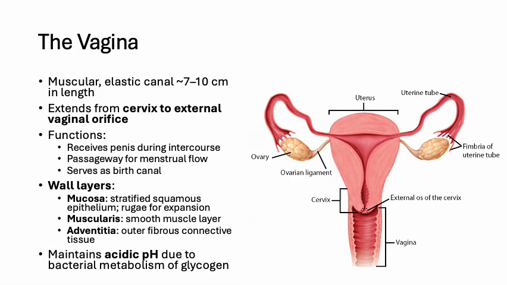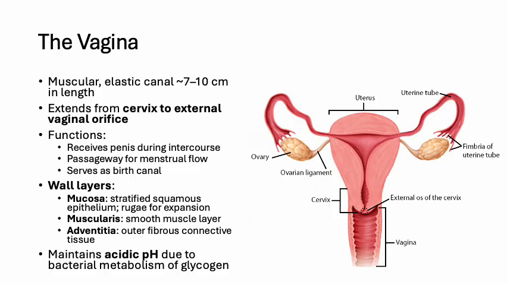The vagina is a highly adaptable muscular tube that connects the cervix of the uterus to the external genitalia. It serves multiple essential roles: it is the receptacle for the penis during intercourse, provides the exit pathway for menstrual blood, and functions as a birth canal during labor. Structurally, it has 3 layers.